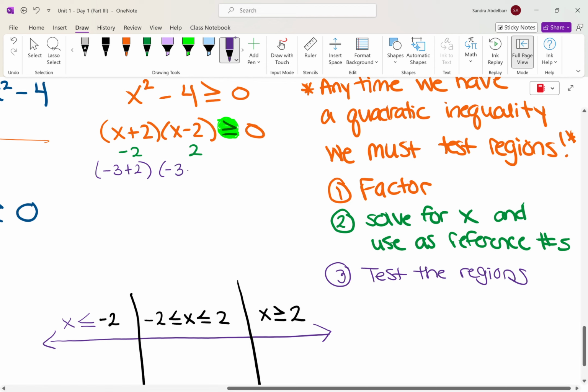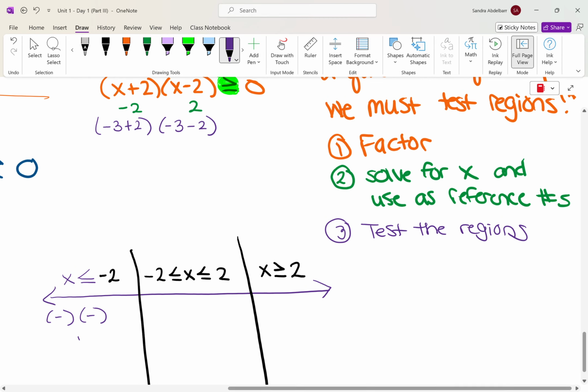And I'm going to test this. -3 plus 2, and then -3 minus 2. All we care about are the signs. So -3 plus 2, do we agree that's a negative number? And then -3 minus 2, isn't that another negative number? So then what is a negative times a negative? Positive or negative? Positive.